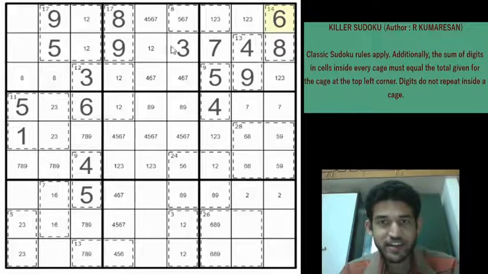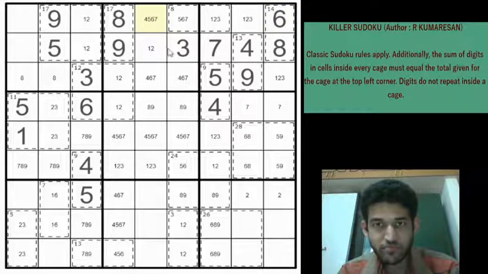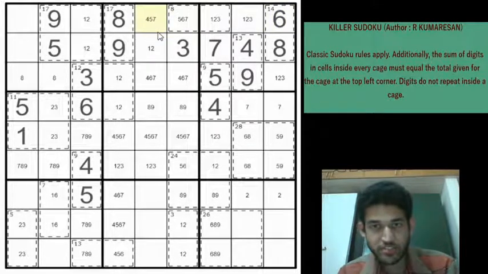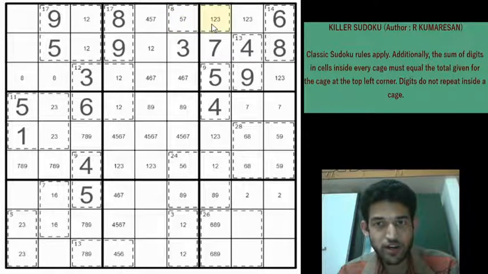We have started accelerating. So this cannot be a 6 now. This will be a 4, 5 or a 7. And this cannot be a 6. This will be a 5 or a 7. And which means this will be a 3 or a 1. 2 can be eliminated from there.